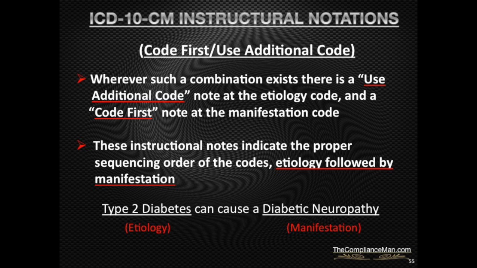So to make this simple, let's say that you're treating a patient for diabetic neuropathy. Well, that's the manifestation, but the cause for the diabetic neuropathy, or the etiology, would be type 2 diabetes. So in this case, in the tabular list, under diabetic neuropathy, you would see code first, use additional code. So you would want to then use the type 2 diabetes, which would be the etiology, first. Remember, we're talking sequencing here. And then diabetic neuropathy second, which is the manifestation.